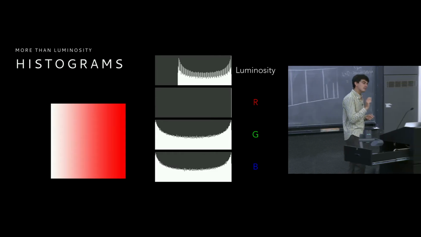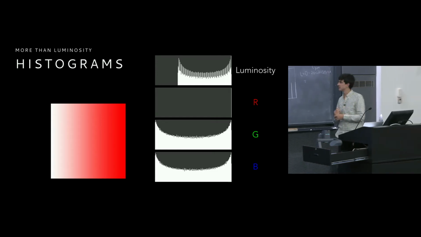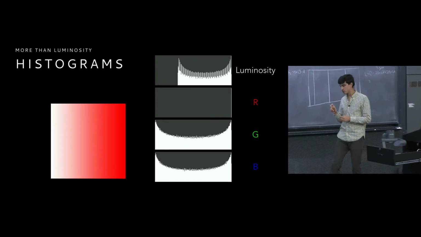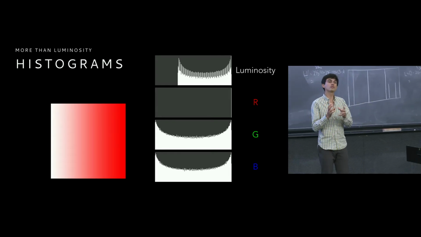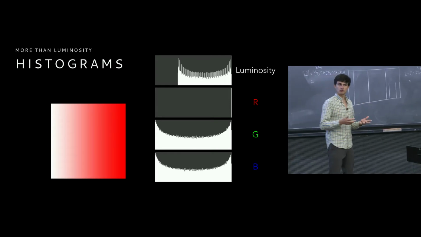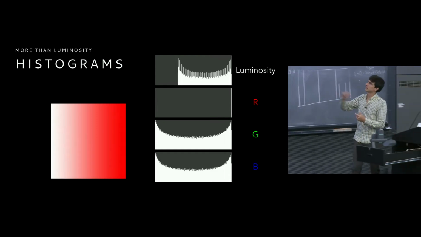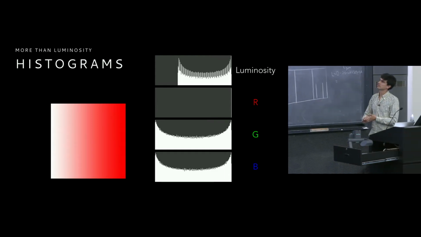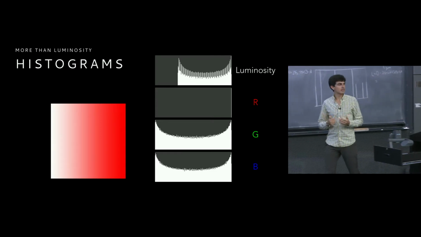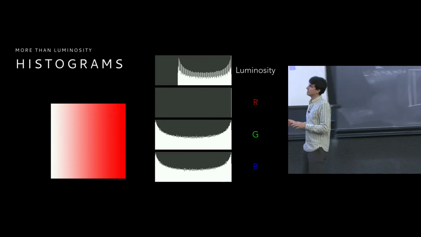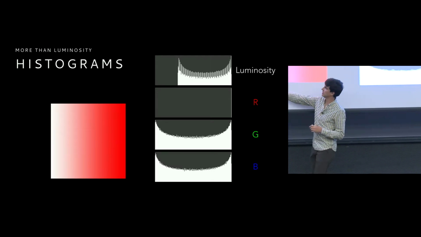But if we look at the individual color channels, and what this means is that we're asking Photoshop to look at the red component or the green component or the blue component only of all of the pixels within this image, we get these other histograms as a result. So the red one maybe makes sense, but realize what's happening to the pixels in this image.